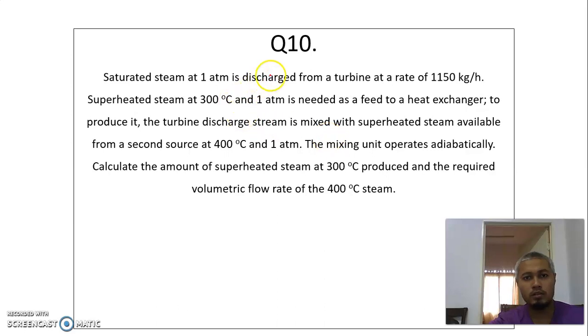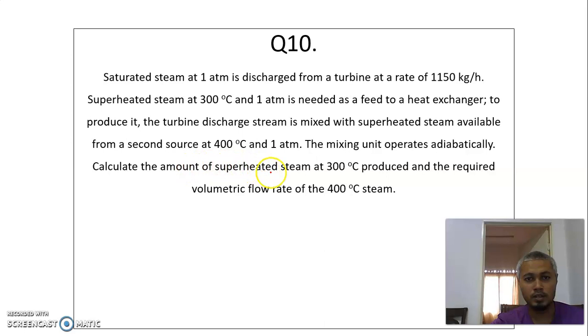Okay, so this is the final question for our online tutorial. We have saturated steam at 180 m discharged from a turbine at a rate of 1150 kg per hour. Superheated steam at 300 degrees C and 180 m is needed as a feed to a heat exchanger. To produce it, the turbine discharge stream is mixed with superheated steam available from a second source at 400 degrees C and 180 m. The mixing unit operates adiabatically.